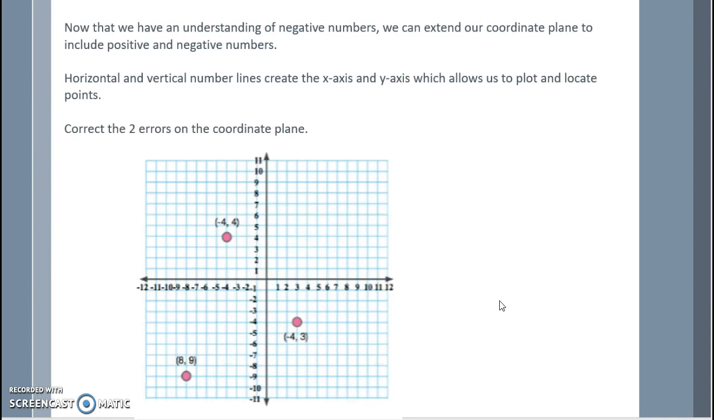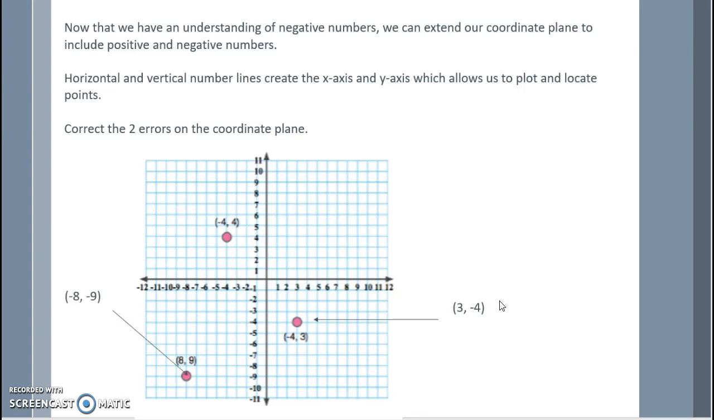Correct the 2 errors on the coordinate plane. Pause the video and we'll see if we get the same errors found. I see that the first error is the point in the 4th quadrant. This point should be named (3, -4). It appears the student reversed the x and y coordinates.